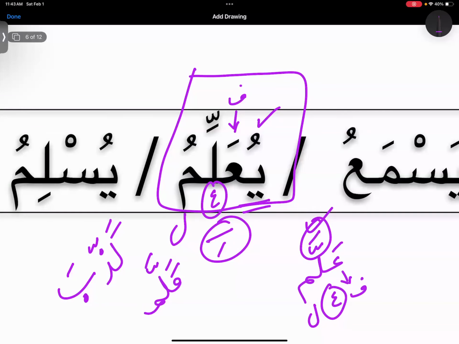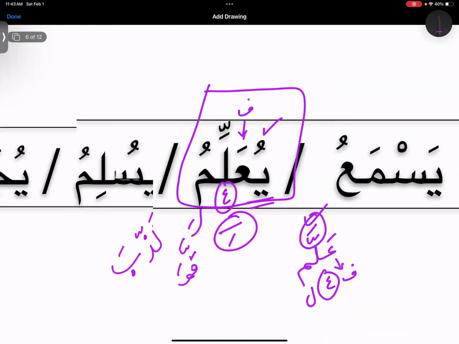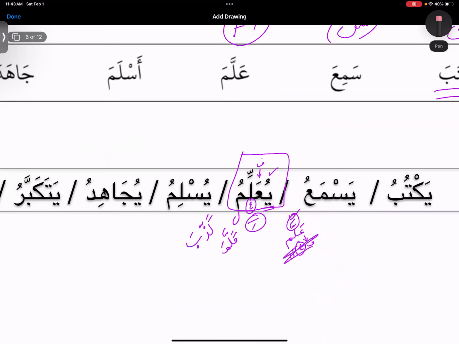Yukallimu. So I see a shadda on the middle root letter, and I know how to convert it into mudariya. I know the formula. Kallama will become yukallimu, not yukallamu or yukallumu, but yukallimu. You guys get it, right? Yes, alhamdulillah.